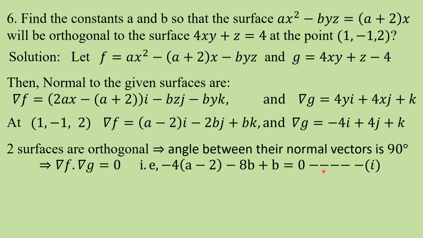One equation for two unknowns is not possible to solve, so I want one more equation in order to solve for the two unknowns a and b. So how can I get one more equation?